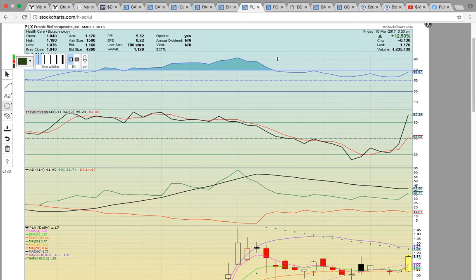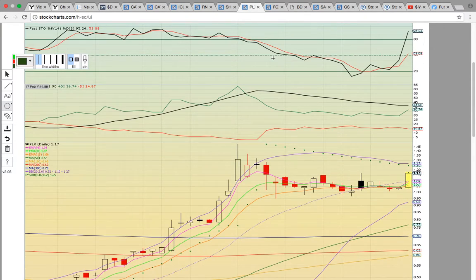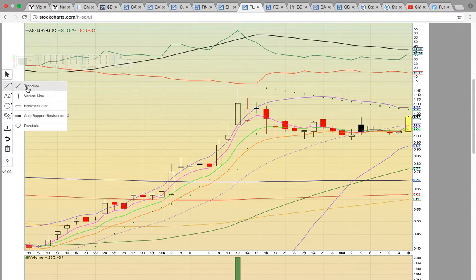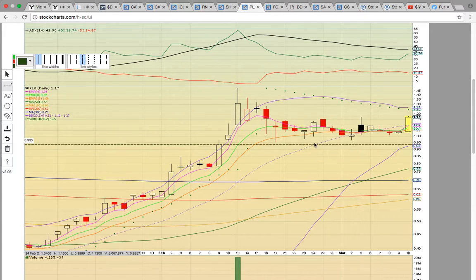Okay, here's a stock to look at, PLX. It's heating up today. It was below the middle Bollinger Band. It's been in this sideways channel. If you look here, there's this channel that had formed.